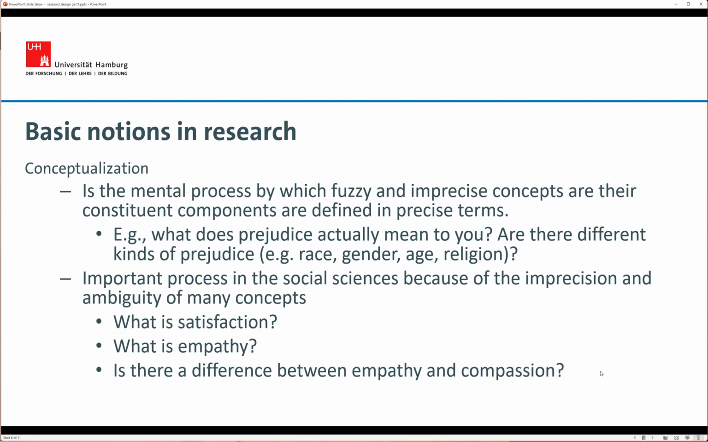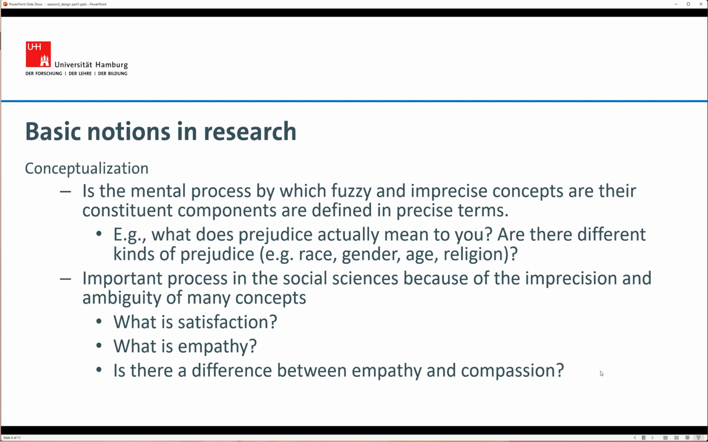So here are the definitions of these examples that I talked about. With conceptualization, we mean a mental and cognitive process by which we're trying to take fuzzy and imprecise labels and their constituent components and define them in very precise terms. So when we talk in the real world about prejudice or religion or sexual orientation or usefulness or fun or happiness or any of these things, in science, what we would try to do is become as precise and clear as possible about what these concepts, these labels, these terms mean to us. And that, in the social sciences, including information systems research, is a very important process, because many of the phenomena we deal with are very imprecise and ambiguous to begin with.